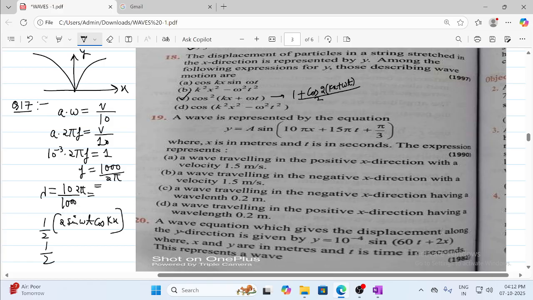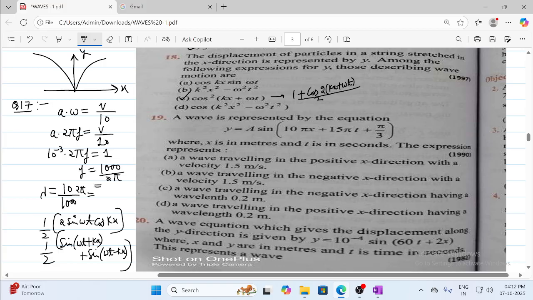Sin A cos... no, no. Sin(A+B) plus sin(A−B). Okay, this is what you are getting. So it is an addition of the two waves like this.